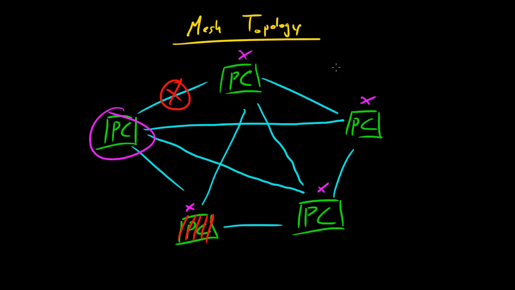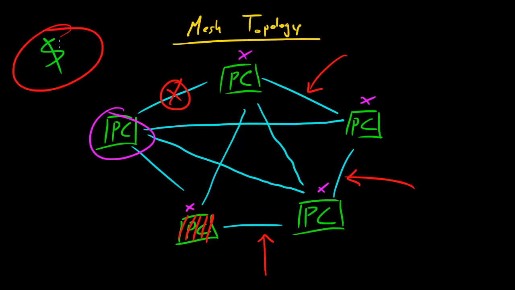As you can see, there is lots of cable in here. Here, here, here. And whenever you have lots of cable, that means this is going to cost a lot of money. So it's very expensive to set up a mesh topology, especially if you have a bunch of different computers, a bunch of different nodes.